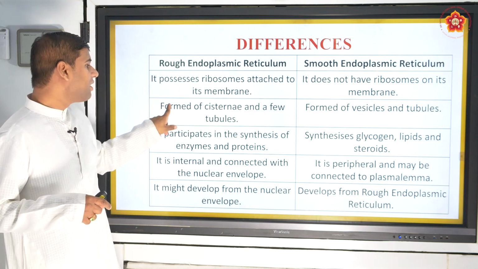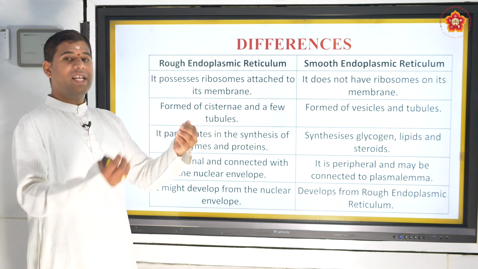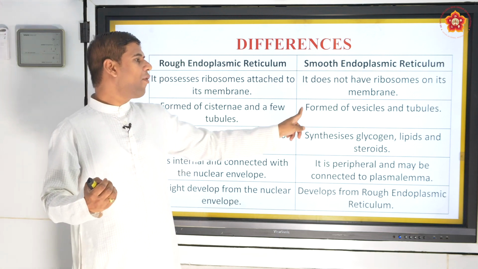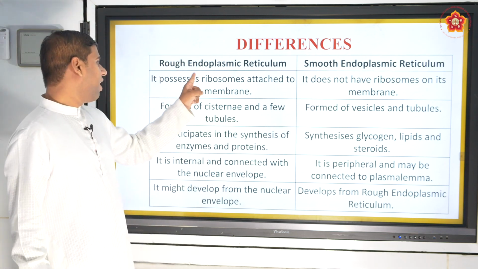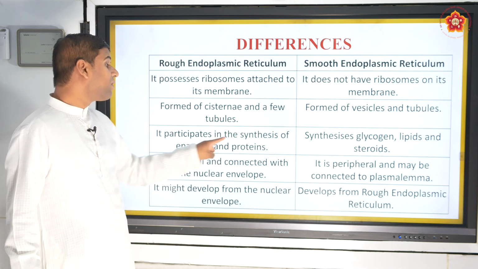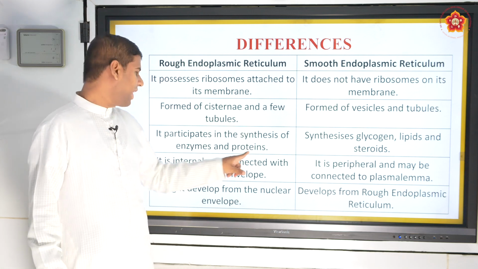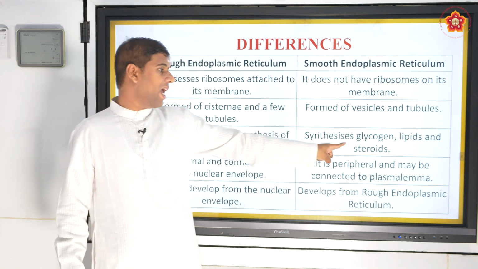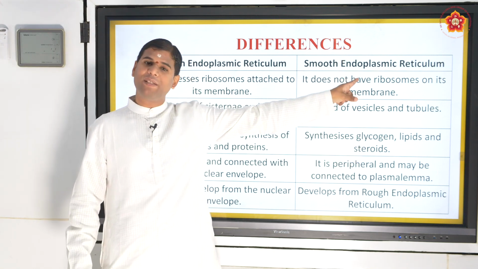And this is formed of cisternae and a few tubules. Cisternae are inside. And then the smooth one is formed of vesicles and tubules. So the rough endoplasmic reticulum participates in the synthesis of enzymes and proteins. The enzymes and proteins are synthesized mainly by the rough endoplasmic reticulum. On the other side, glycogen, lipids and steroids are synthesized by the smooth endoplasmic reticulum.